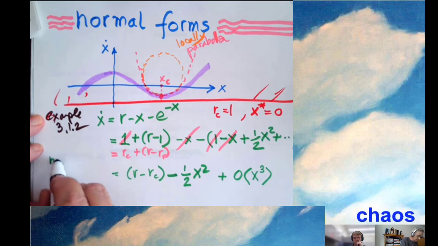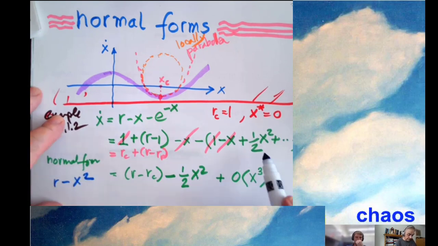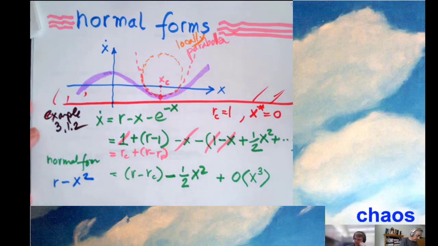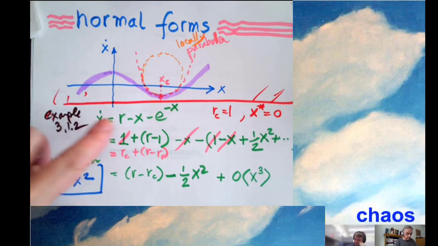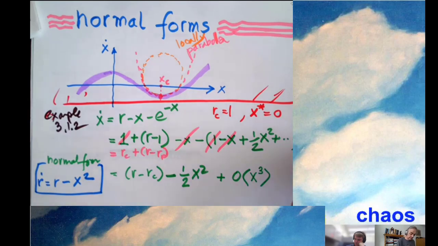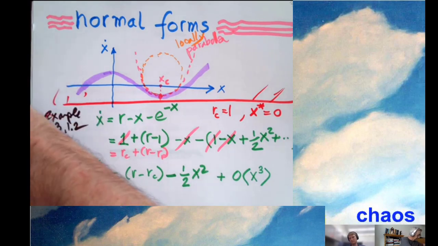So what we find is that we have mapped this general problem into a normal form. In this particular case, just r minus x squared. If I rescale things by square roots on both sides, etc., I can bring it to this form. And if I understand the normal form, I can apply it to all the systems which locally look like parabolic approximations to some more general function. I can make this more fancy.